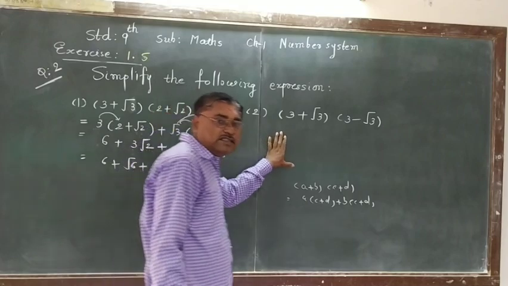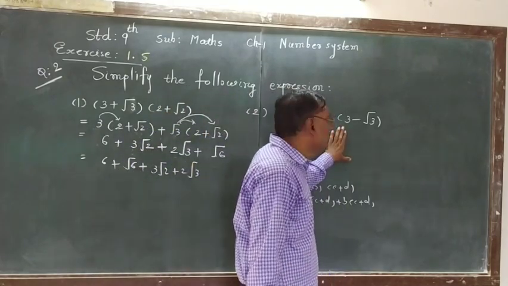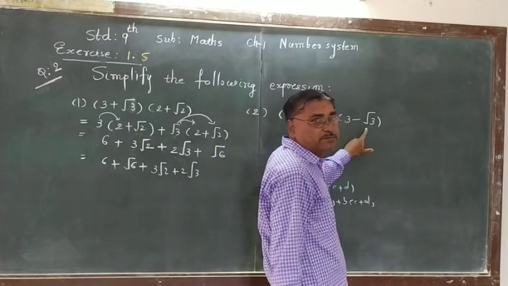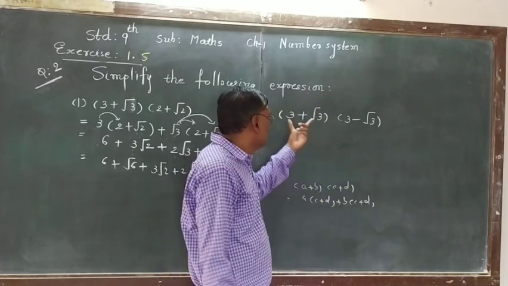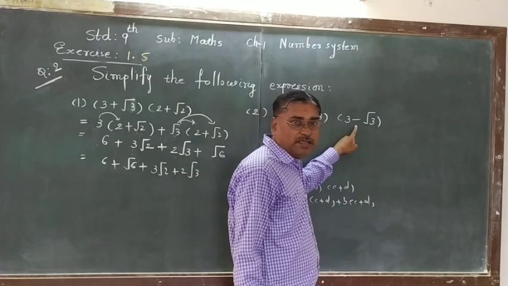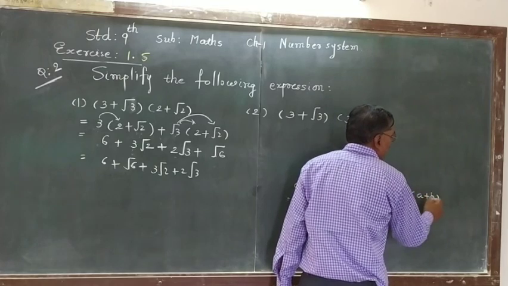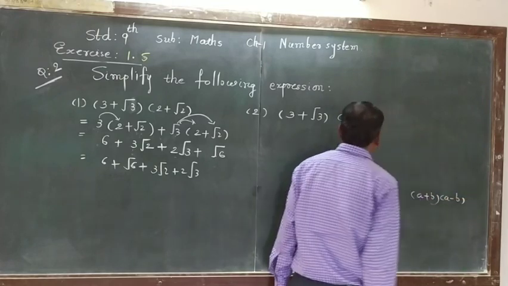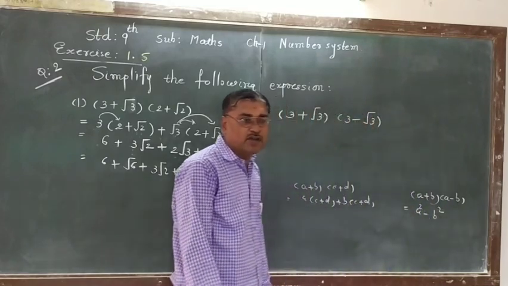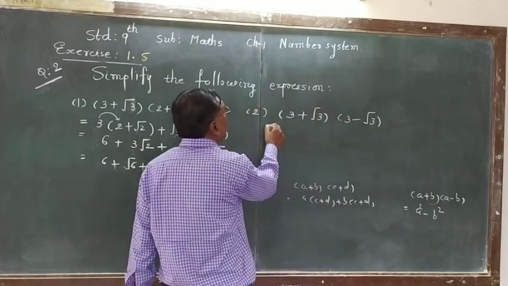Now about the second: 3 plus root 3 and 3 minus root 3. Here we can see 3 and 3 are the same, root 3 and root 3 are the same. What is the difference? In the first bracket it is plus, here it is minus. In 8th standard we have learned the formula: A plus B in the first bracket, A minus B in the second bracket. What will be the answer? A square minus B square.